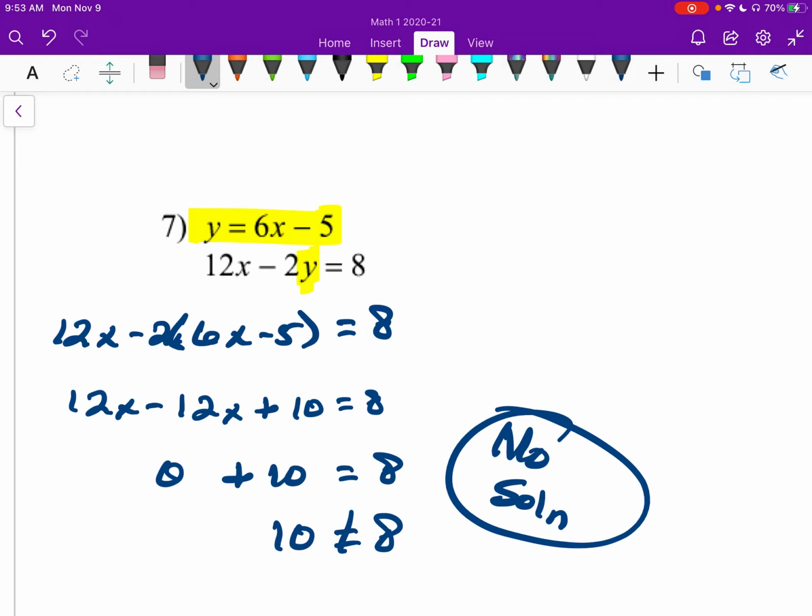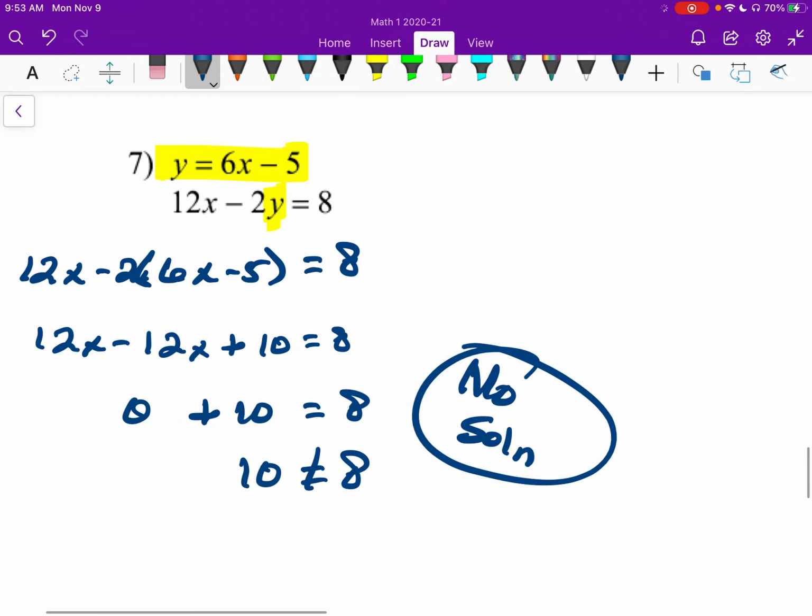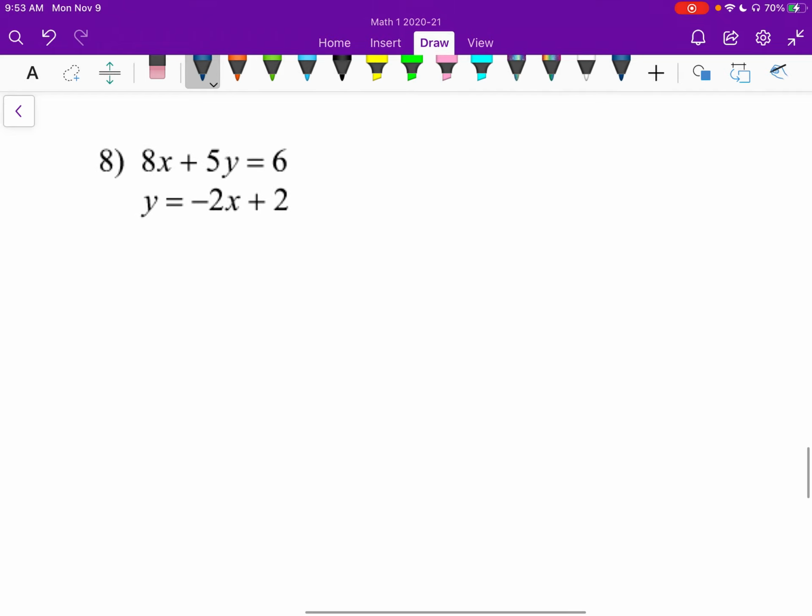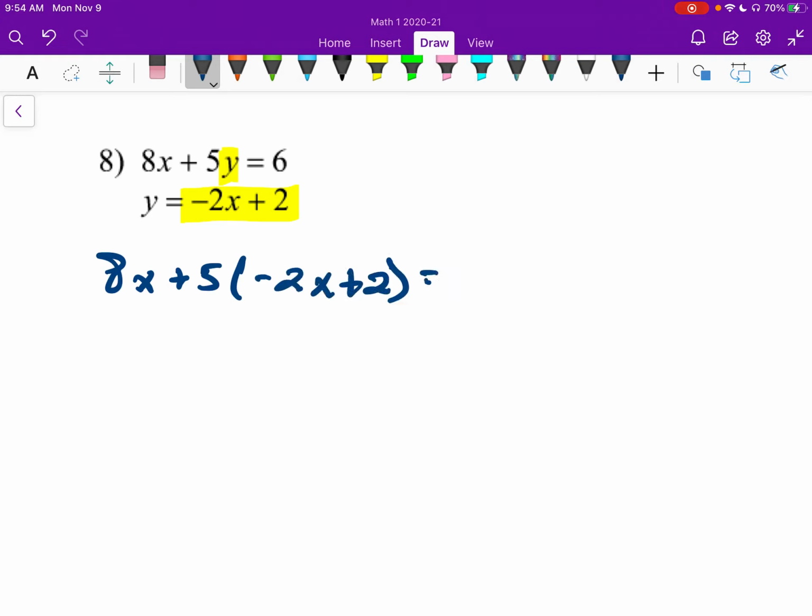Number 8. Again, we have one of them solved. I'm going to plug in for this y, and I'm going to have 8x plus 5 times the quantity negative 2x plus 2 equals 6. And I don't know if I've mentioned this, but we always want to make sure that we use parentheses when we plug in, right? You just have to use the parentheses all the time.